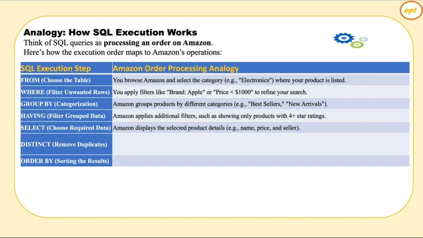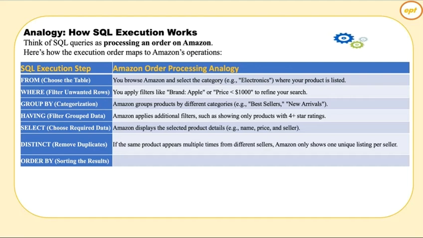I hope you are getting it. Now, what is the next clause? Sometimes the product appears multiple times from different sellers on the Amazon website. Then what will you do? We definitely don't want to see the same product multiple times, right? So Amazon ensures that you don't see duplicate listings unless it is necessary. Similarly, in SQL, the DISTINCT clause removes duplicate records from the result. You understood, right?